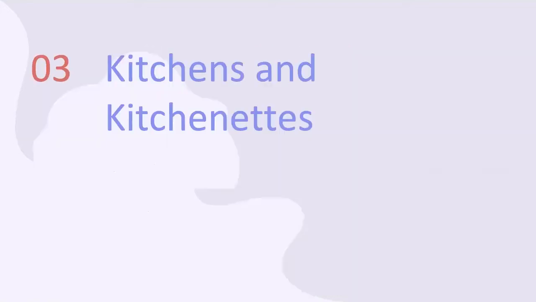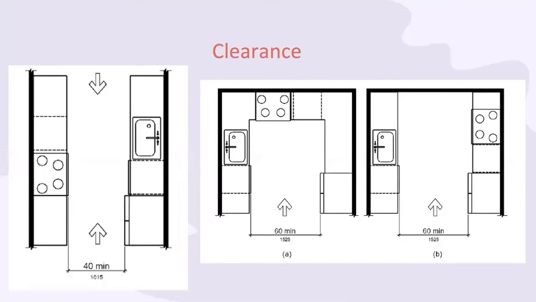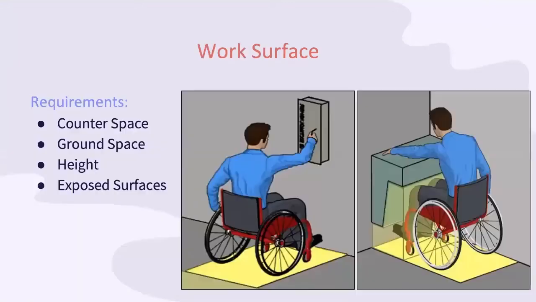And kitchens and kitchenettes. Clearance depends on the shape of the kitchen. In kitchens where everything is on two opposing sides of the walls, clearance through the middle needs to be at least 40 inches. And there should also be two entries. Kitchens that are more of a U shape need to have a clearance that's about 60 inches minimum. And work surface, so counter space. These requirements vary, but in a residential dwelling unit, there must be at least 30 inches wide counter space to work on. But again, this varies by the place you're in.